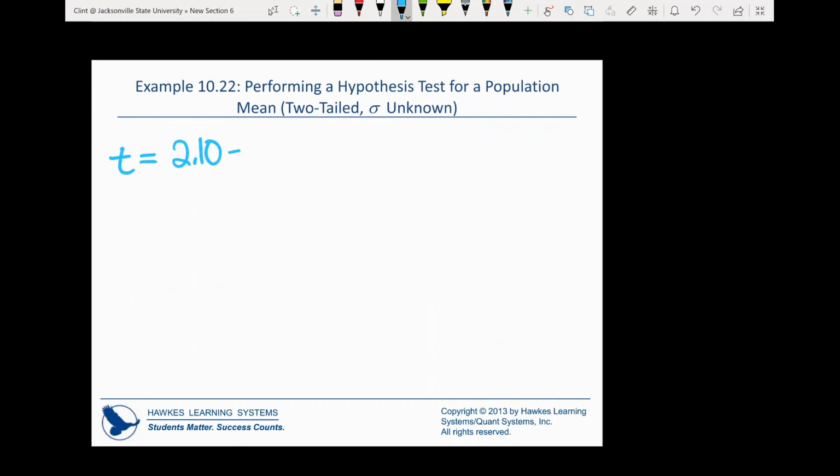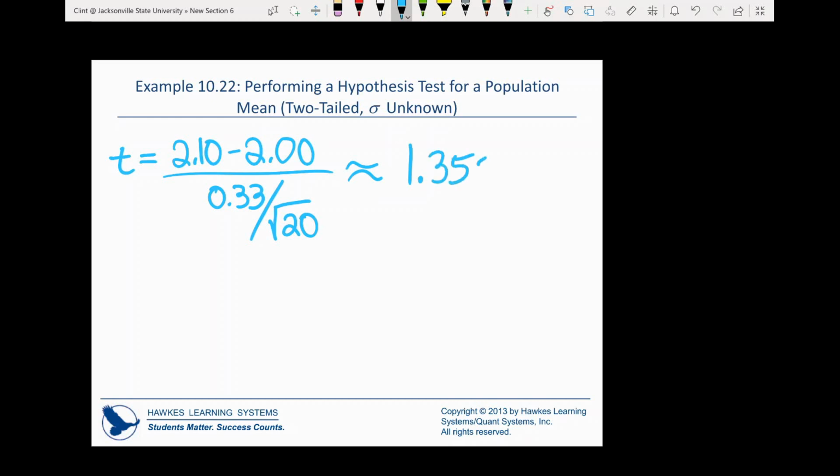Okay, so now we make our calculation to get our t-test statistic. 2.10 minus 2, divided by our standard deviation of 0.33 over the square root of our sample size, which was 20. We're going to round to 3 decimal places again. So on this one, we get a test statistic of 1.355. Okay.